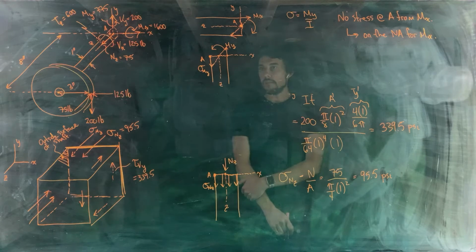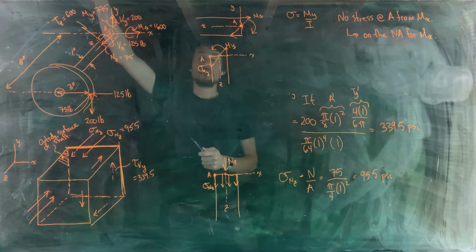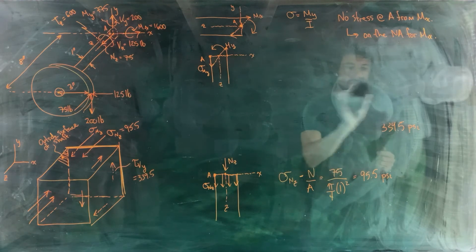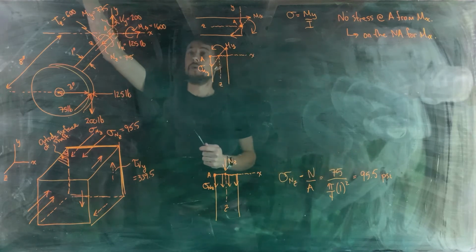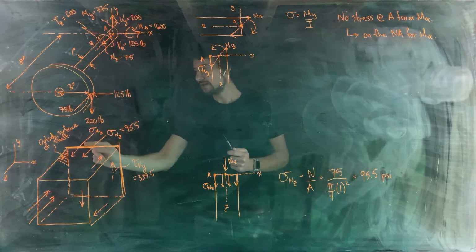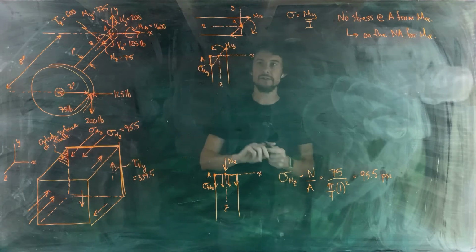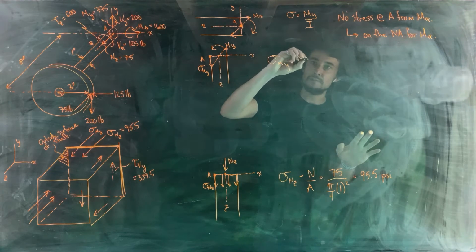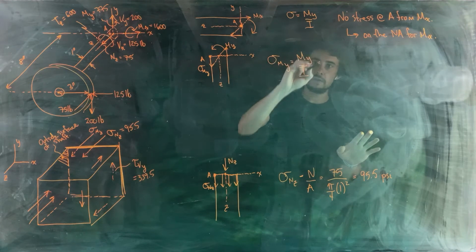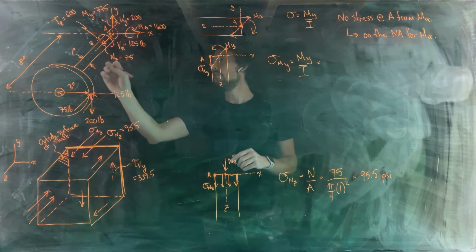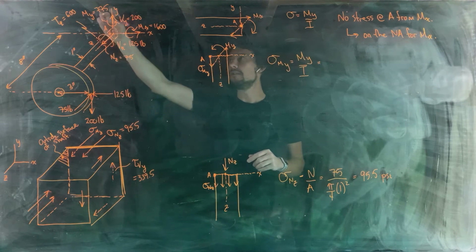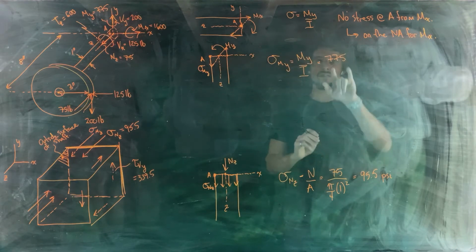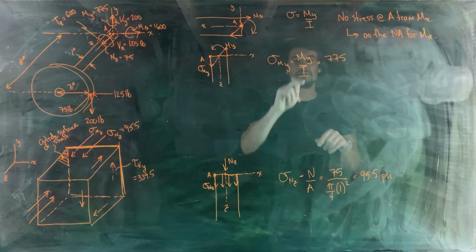Actually, let's calculate the magnitude of that while we're at it. I always like to place the stress visually on the element and then calculate its magnitude. So sigma My is going to be given by My y over I. The value of My was 775, that was in pound-inches. So 775, and we don't need to do any unit conversion since it's already in pound-inches.